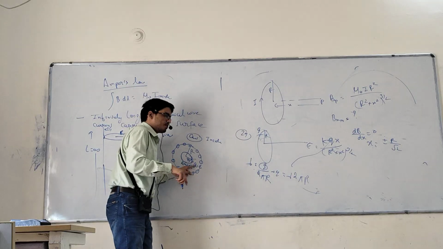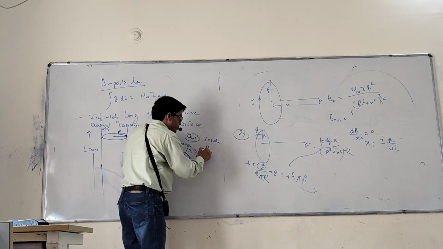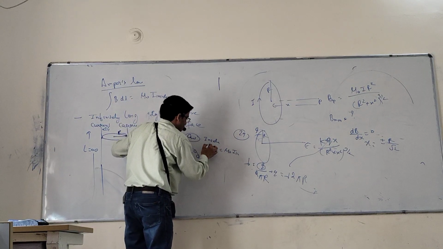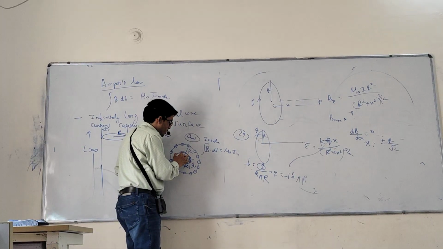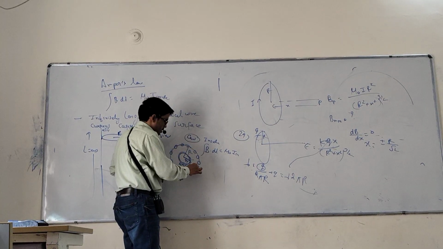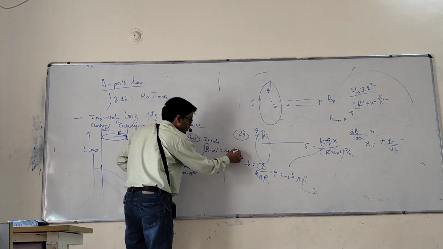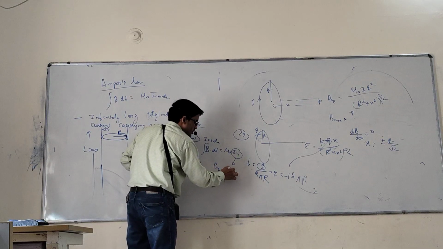Here the Amperian loop, that is a circle. So what is the radius, small r? So what is that formula? B dot dl equals mu naught into I inside. Now you tell, what is the current here? All current is at the point, no current here, because zero. So what is the current value? Zero. So what is B inside? That is equal to 0.